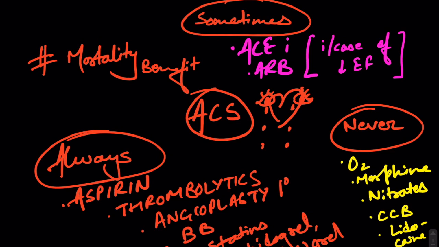Then there are a few drugs which can be used sometimes, but not always. And then those drugs which are good to give, but they really don't have any mortality benefit. Okay, so which drugs are in the always class?